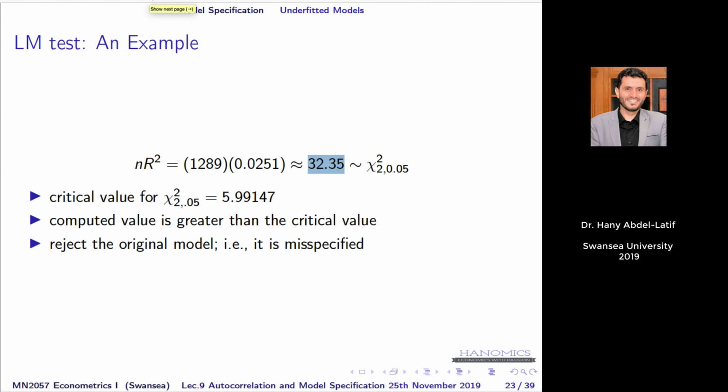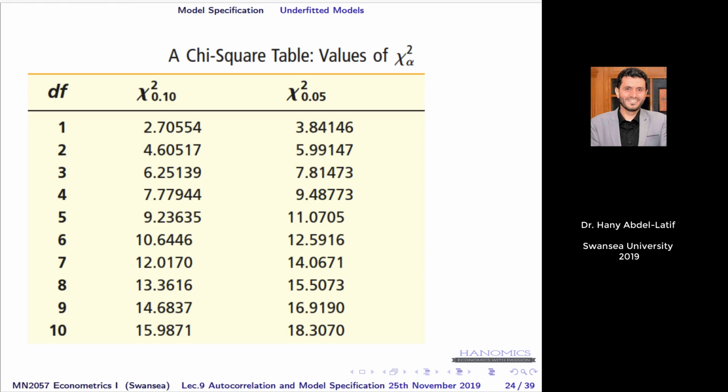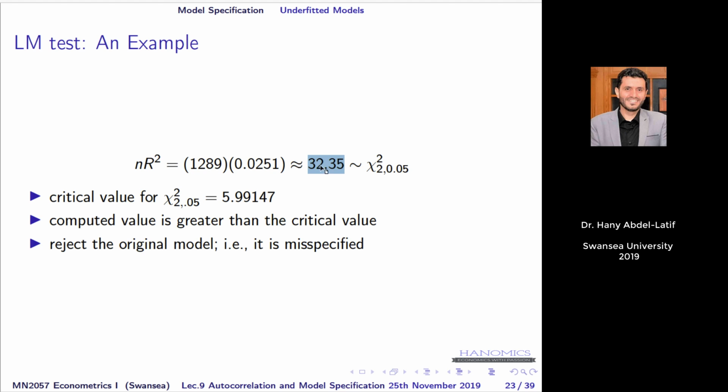If you go to the table and look at the 5% level, chi-square at 5% with 2 degrees of freedom is 5.99. So going back here, we compare this test statistic with 5.99, and obviously this one is greater, so you reject the null hypothesis, which means the original model is misspecified.